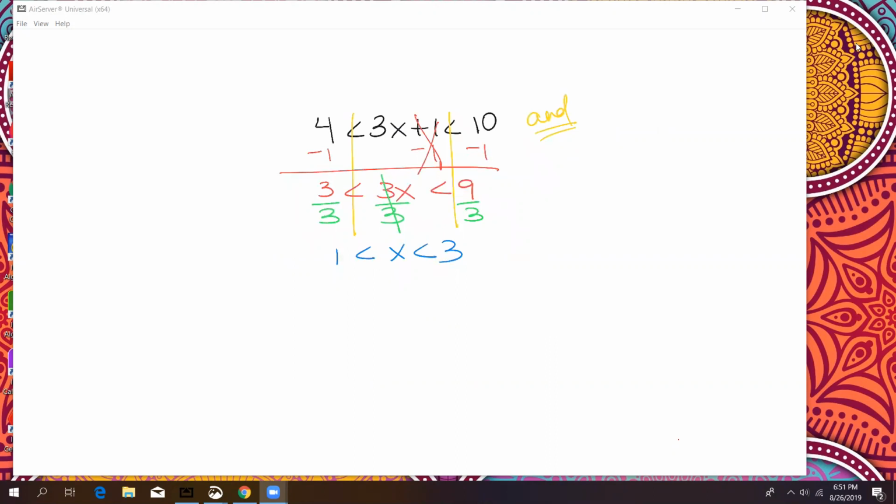So when you graph this one, you're saying that x is between 1 and 3. So it's going to be open circle, and then x is between 1 and 3. So x is greater than 1, but it's also less than 3. All right, so that's a compound one.